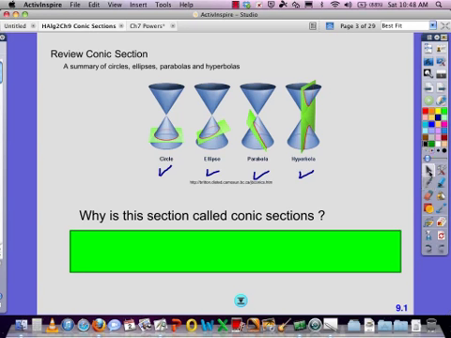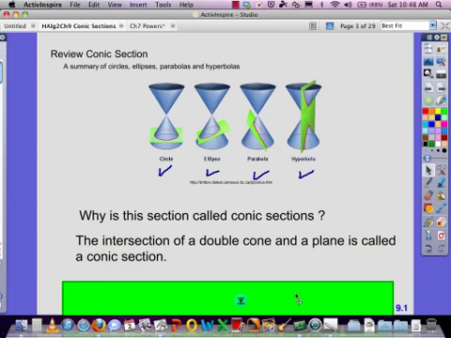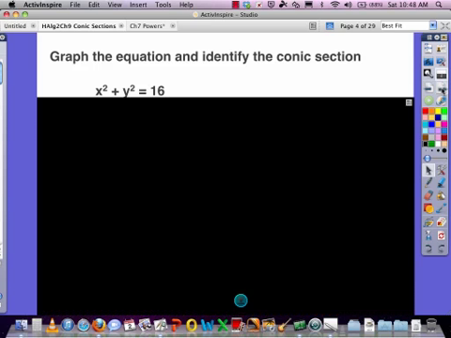So my question here is, why is this section that we're studying called conic sections? Because an intersection of a double cone and a plane is called a conic section. So a double cone and a plane. So you're being a little more 3D. You've got to be out there thinking, okay, visual. So knowing that, we're going to give you some equations, and we want you to graph the equation and identify the conic section. So now, of course, we are going to be graphing in 2 dimensions, which is what we have been doing.